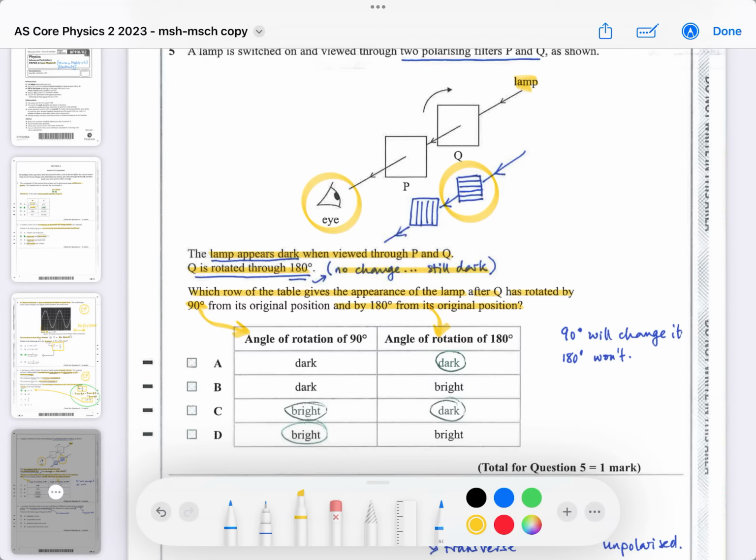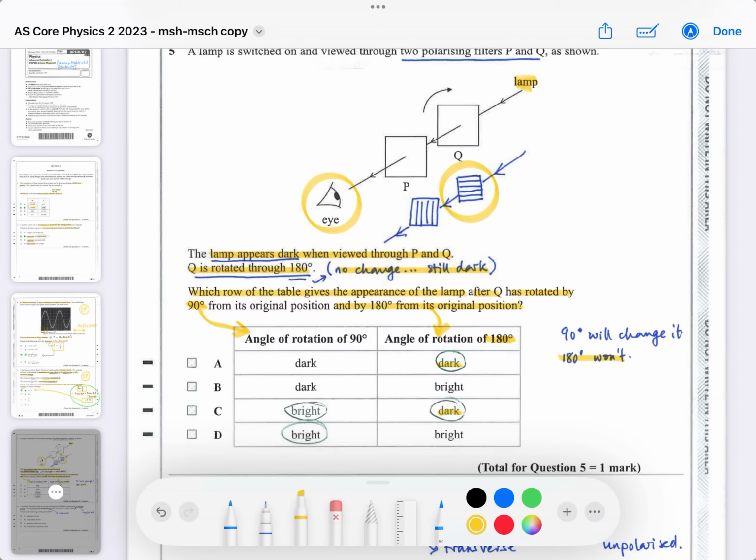Okay, so let's look at 180 degrees. If it's rotated by 180 degrees, it won't change. 180 degrees won't change anything because it's going to go back to the same position. If it's horizontal, it will be horizontal. So if you change it 180 degrees, it will be the same as before, which was dark. Okay, so it's got to be A or C.